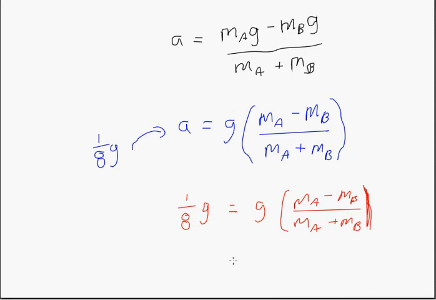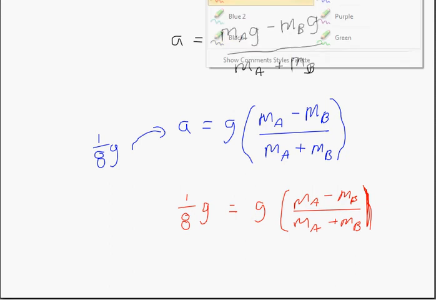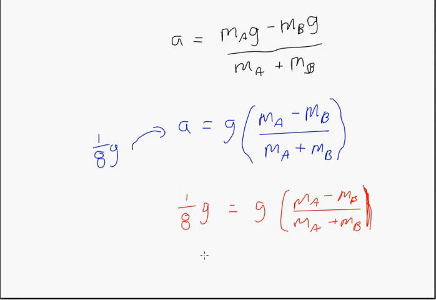Okay, let's wrap this up. Now you should see you have a common term on both sides, g. So basically you end up getting 1/8 equals mA minus mB over mA plus mB. And there's a hint: you can solve this as a system of equations, where you set the denominator of one side equal to the denominator of the other and the numerator equal to the numerator. But play around with it, guys. You're going to learn through doing.